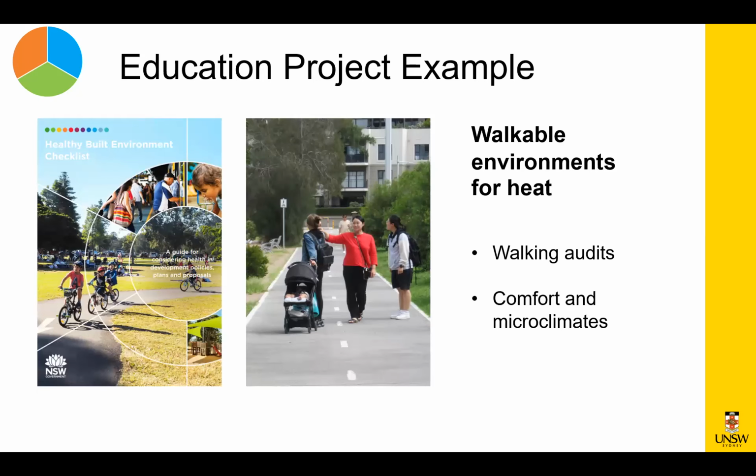So looking at an education related project and looking at walkable environments for heat, comfort and microclimate. So again, how do we make those outdoor spaces more usable? We all know that people benefit from moving around. People benefit from walking. It's good for you. But unless we design specifically to create more comfortable microclimates, the hotter it gets, the less people are going to be walking around and the more they're going to be driving their cars.